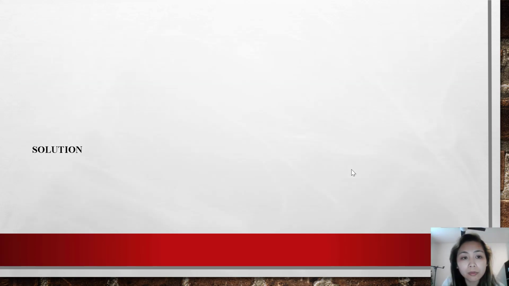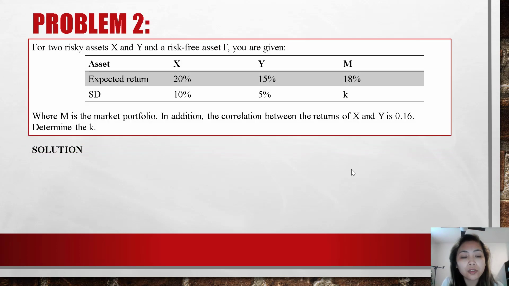All right, let's look at problem number two. For two risky assets X and Y and a risk-free asset F, you are given assets X, Y, and M. Expected return 20%, 15%, and 18%. The standard deviation is 10%, 5%, and K, where M is the market portfolio. In addition, the correlation coefficient between the returns of X and Y is 0.16. Determine K.